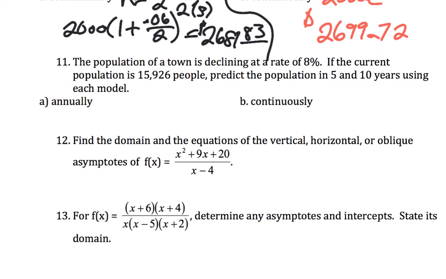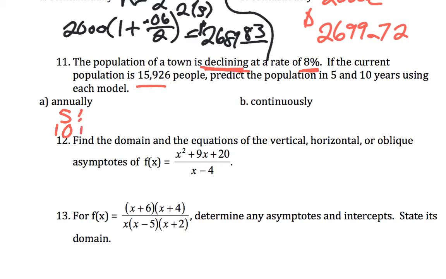So we're going to do one with population now. And it's declining. That means it's going to go down. Okay. So at a rate of 8%, if the current population is 15,926, predict the population of 5 and 10 years. So I want it 5 years and 10 years.